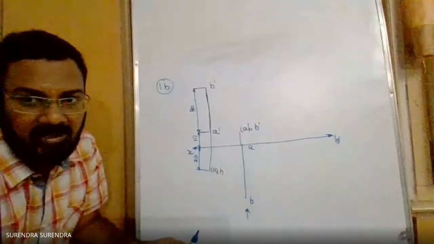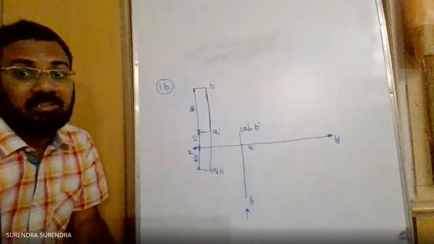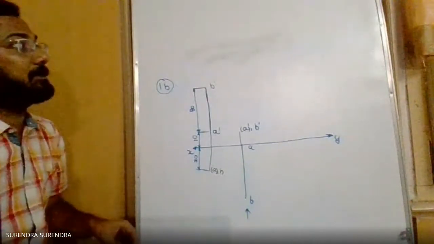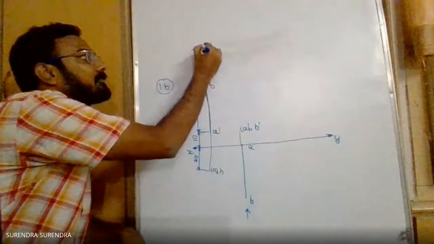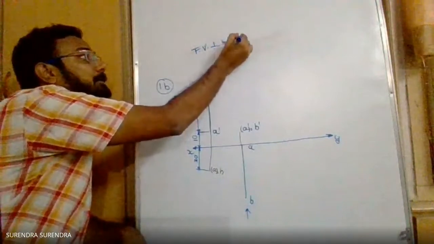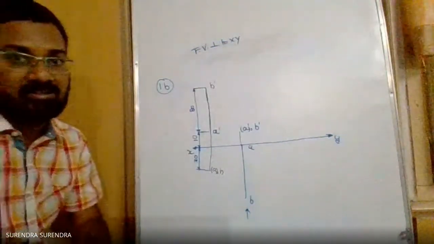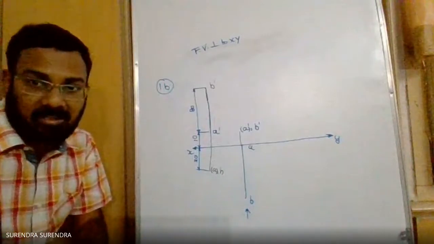A dash B dash above XY. A dash B dash above XY line. One point is on XY. So the line is perpendicular to HP, means front view is perpendicular to XY. First we have to decide whether the front view is perpendicular or the top view is perpendicular.